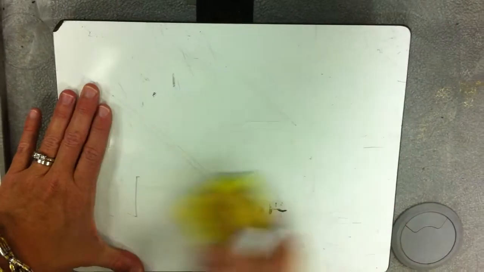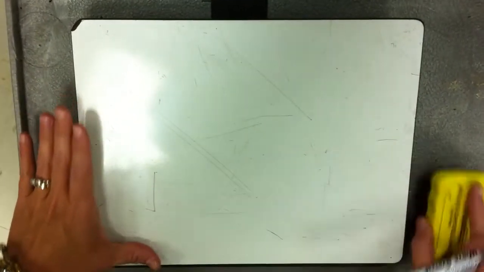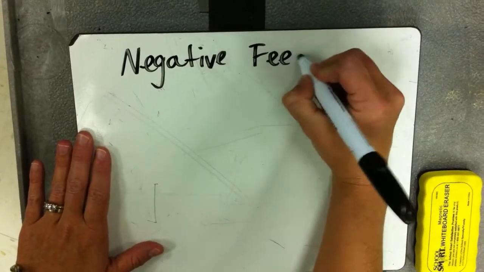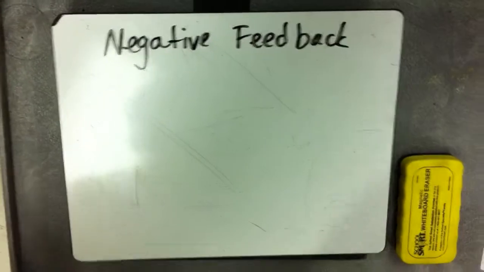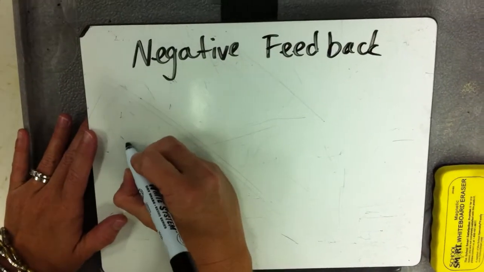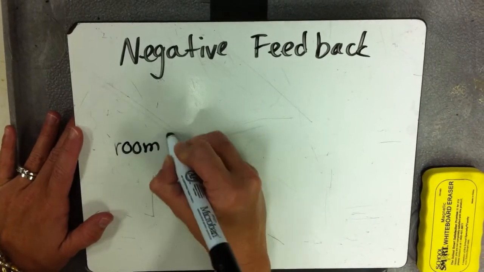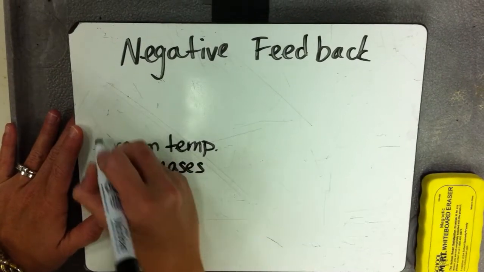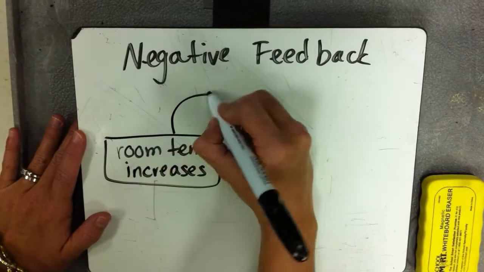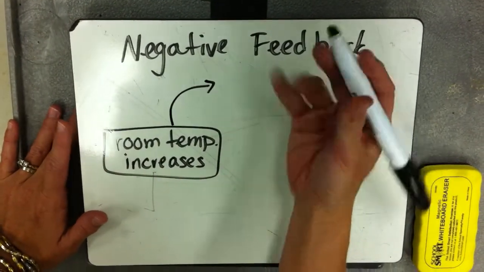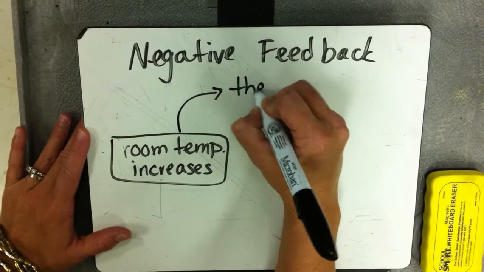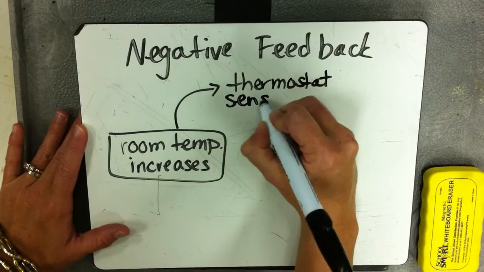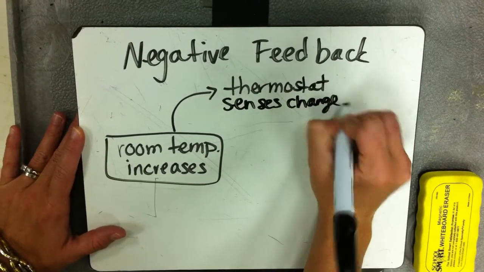All right, so let's look at negative feedback. Thermostat is a great example. All right, so let's say that the room temperature starts to increase. When the room temperature increases, that triggers the thermostat, and the thermostat causes the heater to turn off. So the thermostat senses the change and turns off the heater.